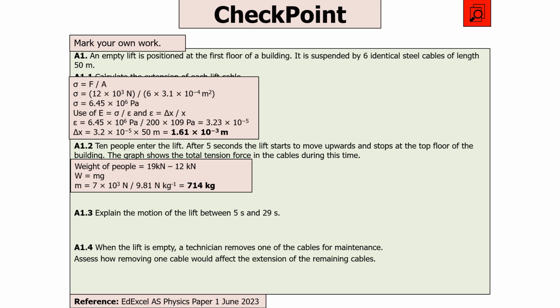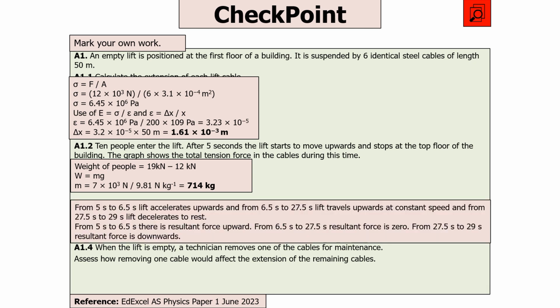We also know weight equals mg, so therefore m is going to be the weight over g, so 7 times 10 to the 3, which is 7 kilonewtons, divided by 9.81, which is 714 kilograms. Now between 5 seconds and 29 seconds, from 5 seconds to 6.5 seconds the lift accelerates upwards.